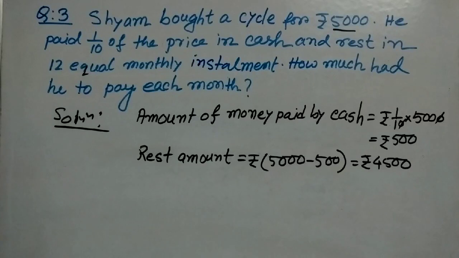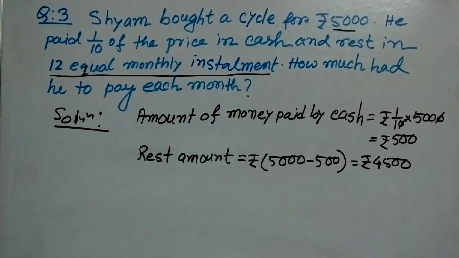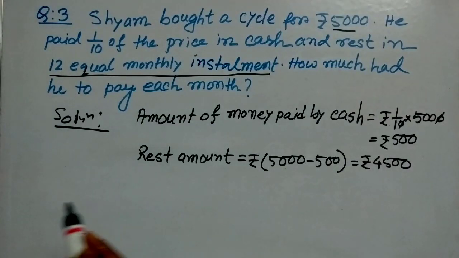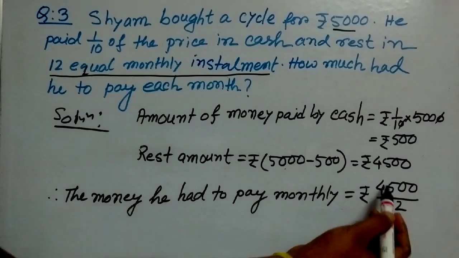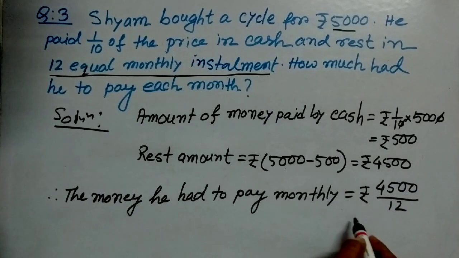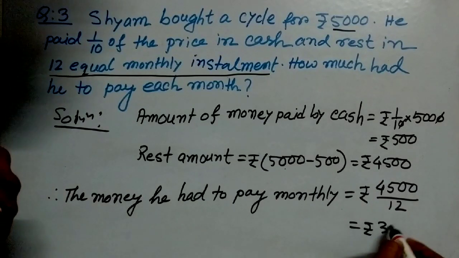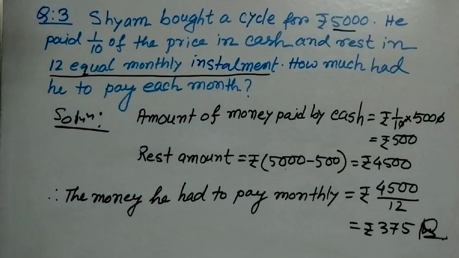Now the rest amount is paid in 12 equal monthly installments. The rest amount is what? 5,000 minus 500, that is 4,500. So therefore the money he had to pay monthly is equal to rupees 4,500 divided by 12, that is equals to rupees 375, and it is the answer.